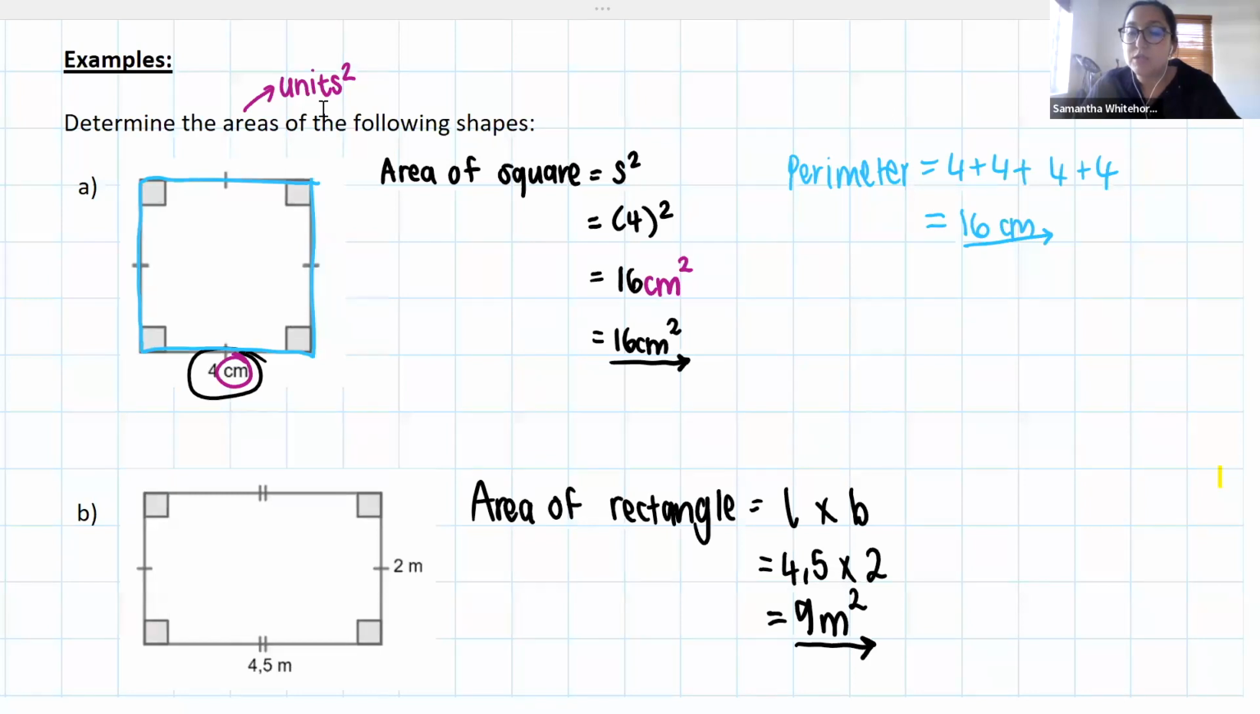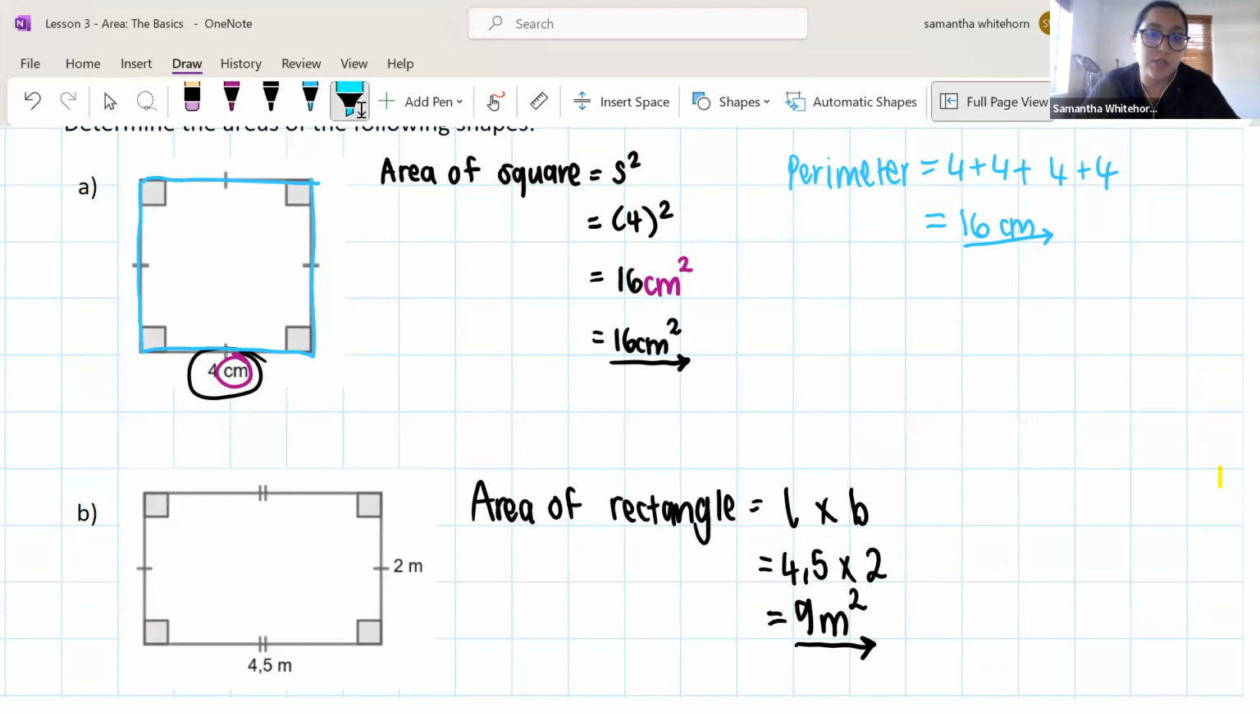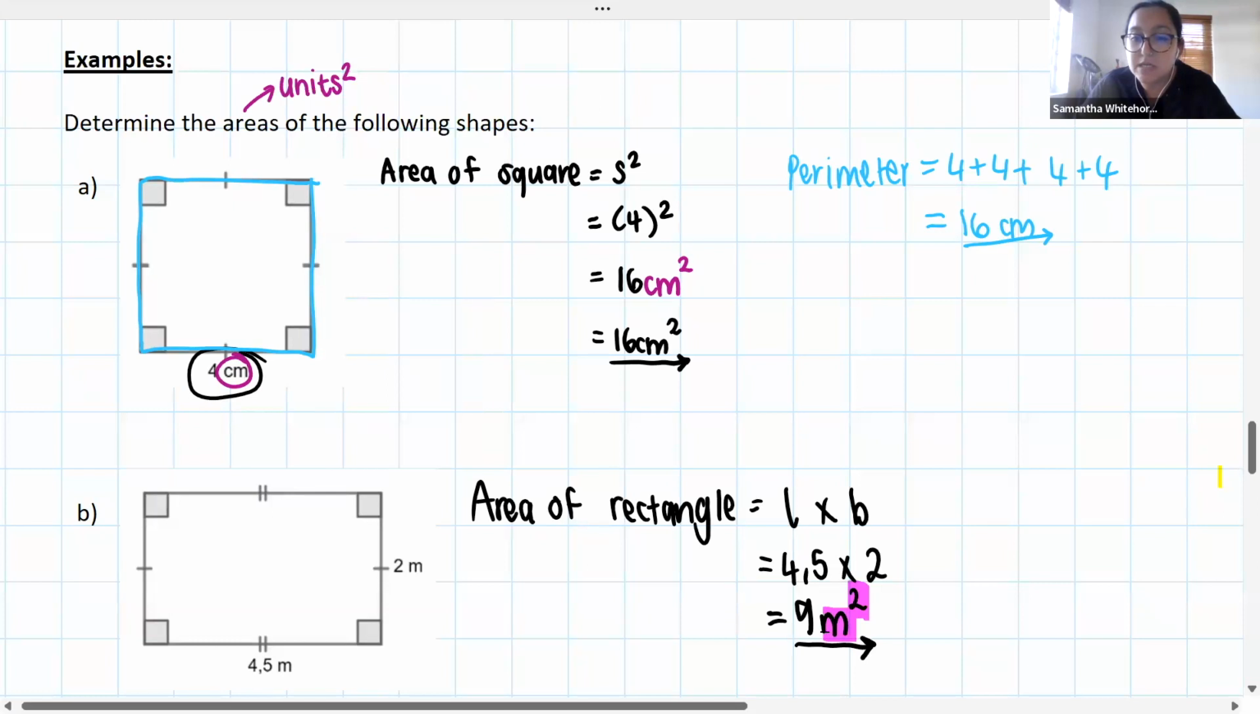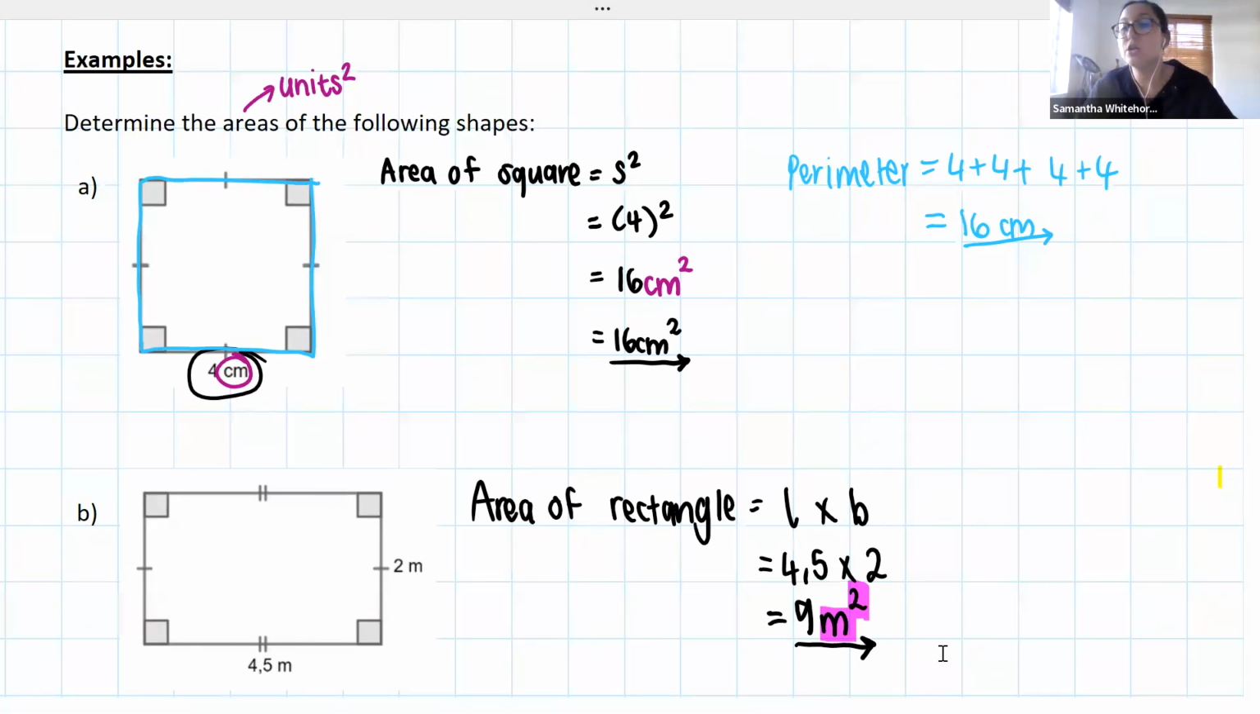Right, so we do put the exponent on the units, and that's a really important distinction to make. So grade 8, we put the exponent on the unit. So it's meters squared. It's not 9 squared meters, it's 9 meters squared. This is for area, because area is unit squared. If it was just a perimeter question, there would be no exponent because perimeter is just units.